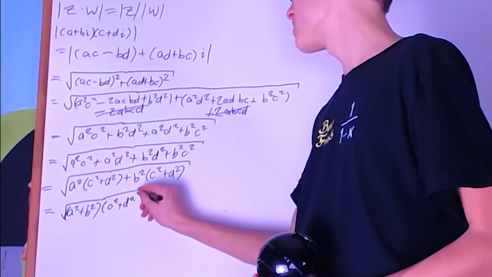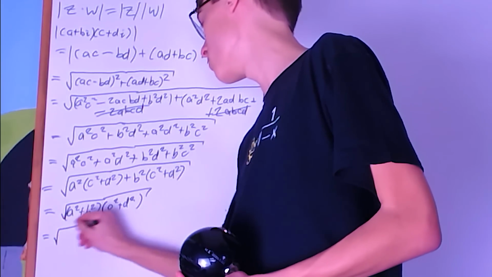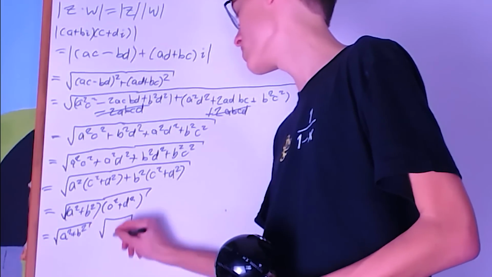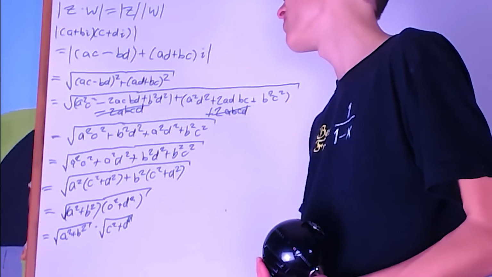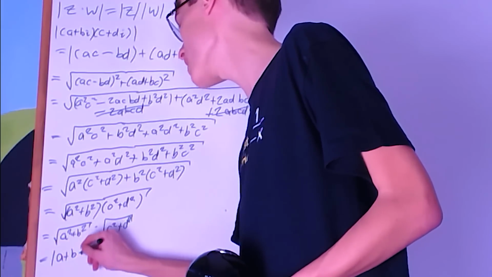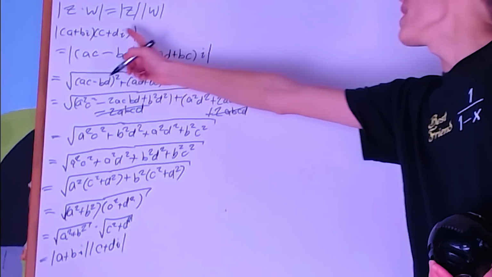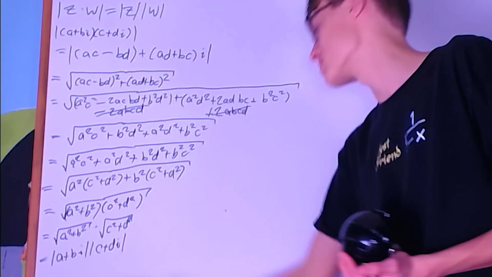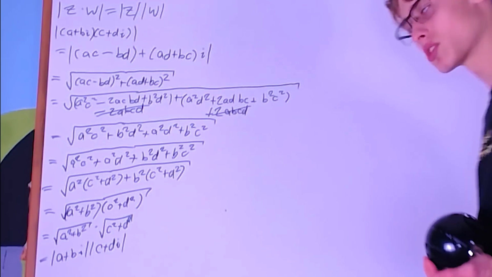Then by the fact that these are all positive real numbers, we can separate it out into two square roots. One of a squared plus b squared, the other of c squared plus d squared. And that's a multiplication there. And you can see by the definition of the magnitude, this is the magnitude of a plus bi times the magnitude of c plus di. Look at that. The magnitude of a plus bi times c plus di equals the magnitude of a plus bi times the magnitude of c plus di. The magnitude of the product is the product of the magnitudes. Very cool. Oh my god, that took too long.